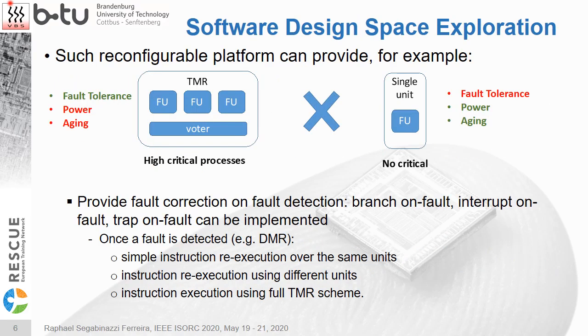Such a reconfigurable platform can provide not only increased fault tolerance using a TMR scheme for highly critical processes, but also power and aging minimization using single unit execution when no criticality is involved. Additionally, we can implement software approaches for reaction on fault detection, for example, branch on fault, interrupt on fault, and trap on fault. Once implemented, measures like instruction re-execution can be performed, selecting the same unit, a different one, or simply enabling TMR for the re-execution.